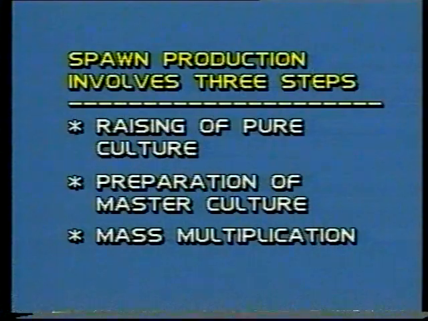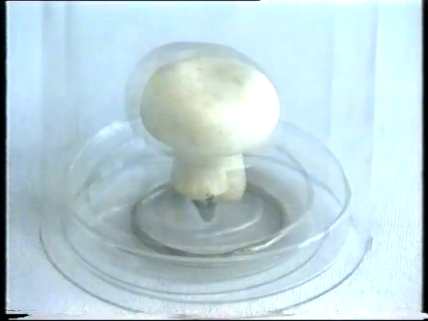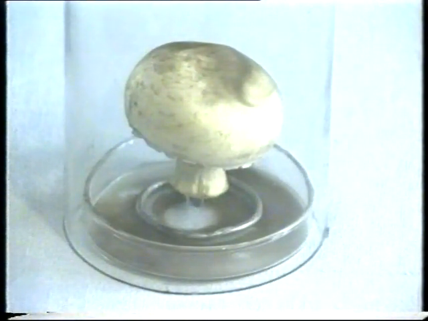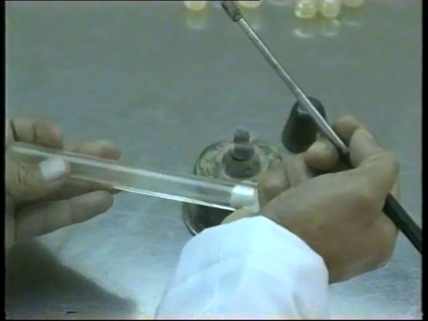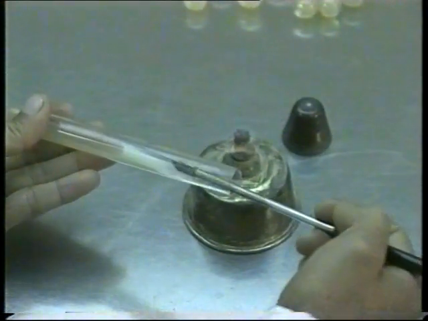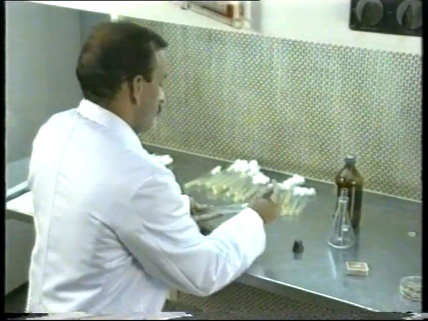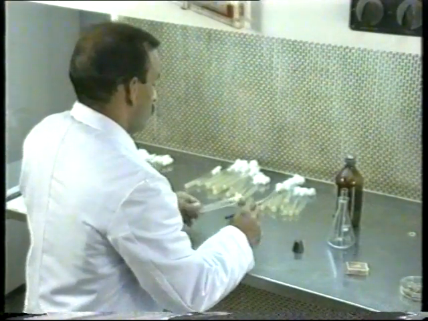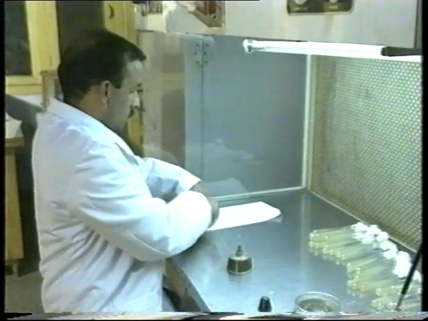For raising pure culture from spore, selected mushroom fruit body is mounted on a wire and placed in sterilized Petri plate covered with a glass jar. The spores thus collected after 24 to 48 hours are transferred to the culture medium under aseptic conditions. The inoculated tubes are kept at 22 to 26 degrees centigrade in an incubator for 12 to 15 days.